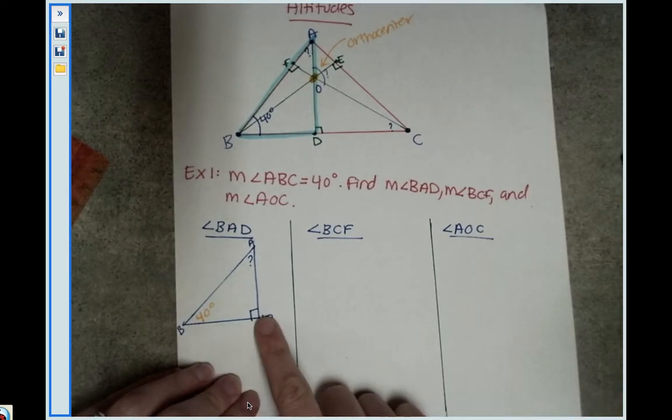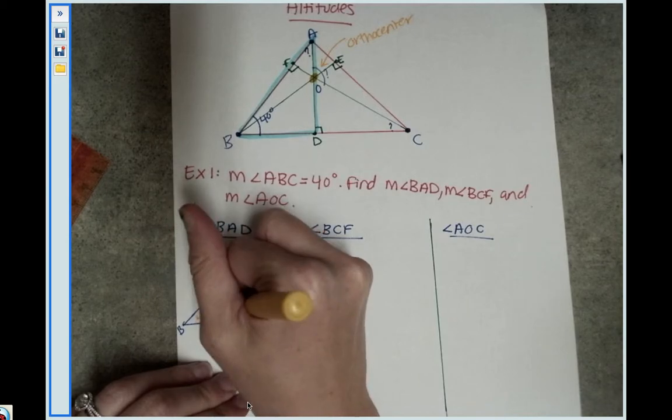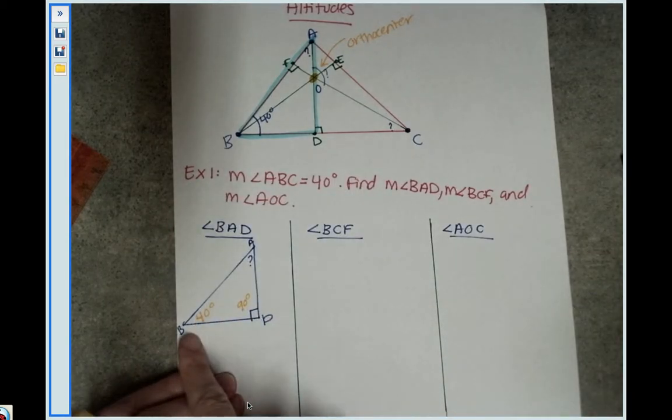What is the degree of a right angle? Almost said it. Silly, Miss Long. Yes, it is 90 degrees. So I know that this is 90 degrees, that's 40 degrees.